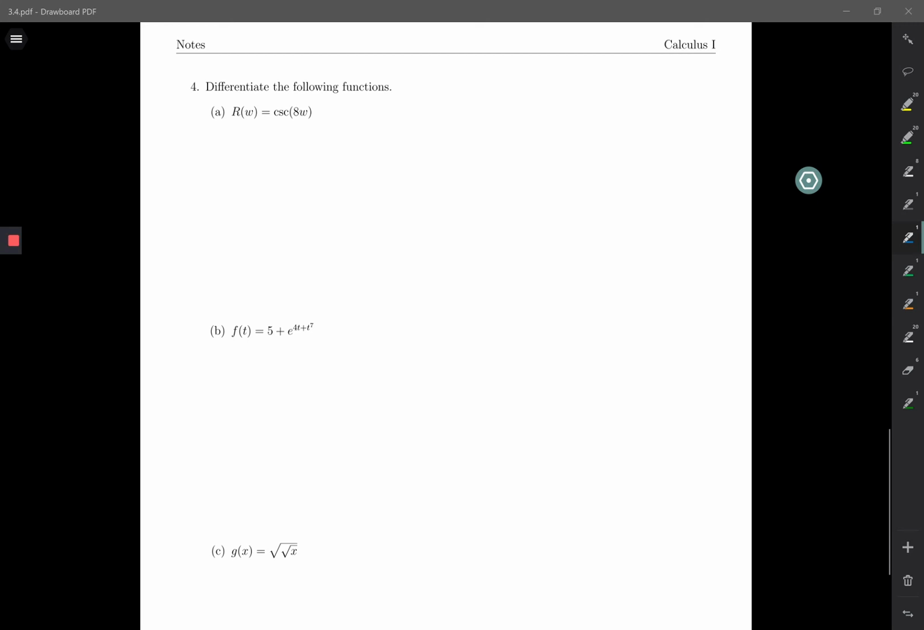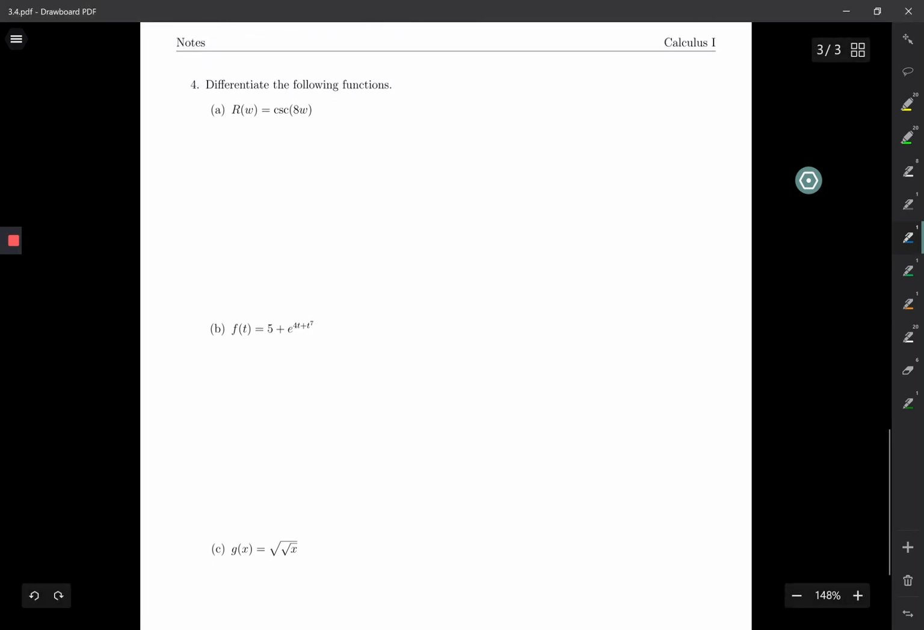Okay, so here we have a few examples that we'll do using the chain rule. Starting off in this first example, remember that cosecant was one of our trig functions, and we found last time that the derivative of cosecant of x is equal to negative cotangent x cosecant x, right? So what we can do now is use the chain rule to compute this.